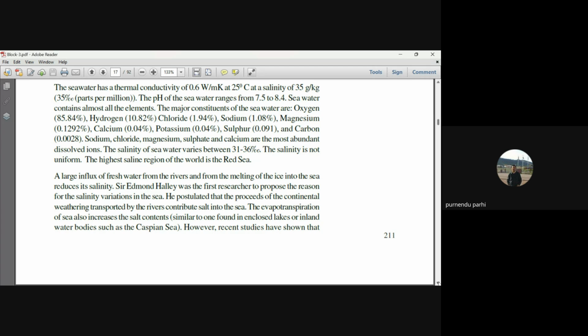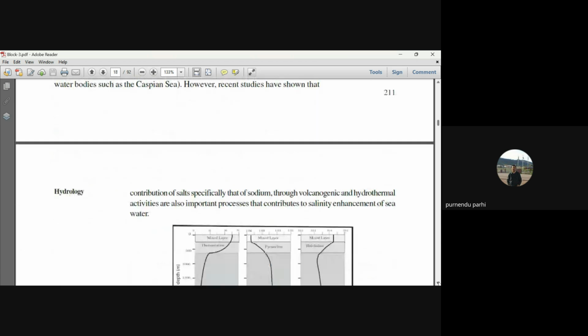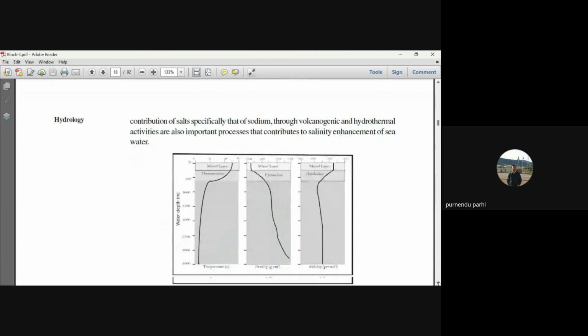He postulated that the products of continental weathering transported by the river contribute salt to the sea. The evapotranspiration of the sea also increases the salt content. However, recent studies have shown that the contribution of salt, especially that of sodium, through volcanogenic and hydrothermal activity is also an important process that contributes to salinity enhancement of seawater.